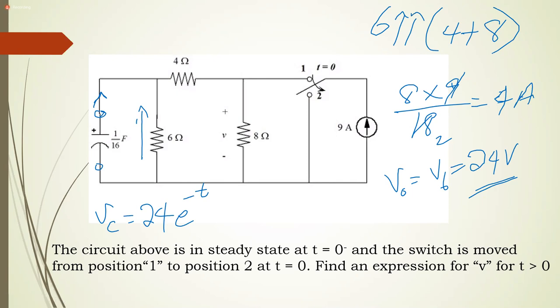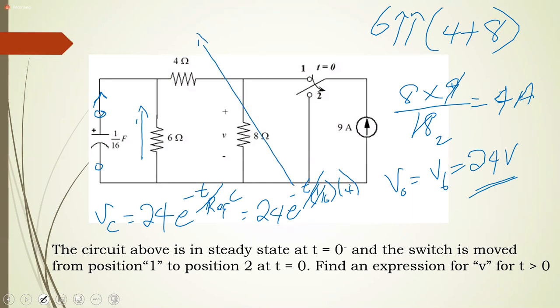Okay, so we have minus t. So the equivalent resistance, let me just write that in before I give it. Req times C. So that would be 24 e to the minus t over (1/16 times 4). All right? So that's 24 e to the minus 4t.